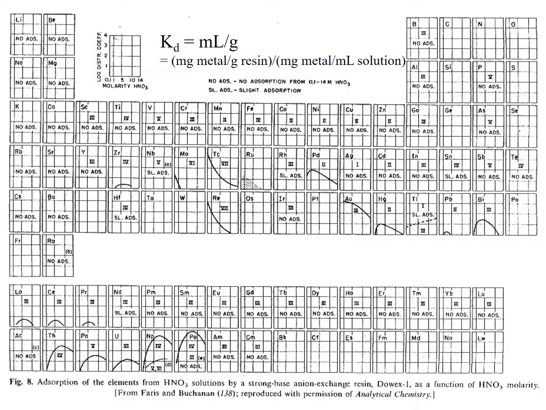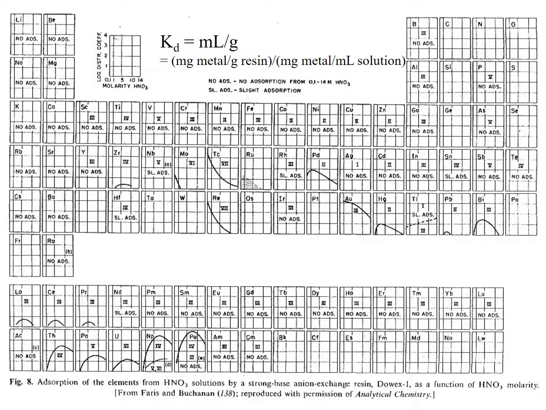We'll complete the discussion of ion exchange chromatography by evaluating some data for metal ions on different columns. Here is shown some data for different elements with a strong base ion exchange resin, Dow X1, as a function of nitric acid concentration. What we have plotted here is the log of the distribution coefficient, up to 10 to the fourth, or 4 since we're doing log, against the molarity of nitric acid.